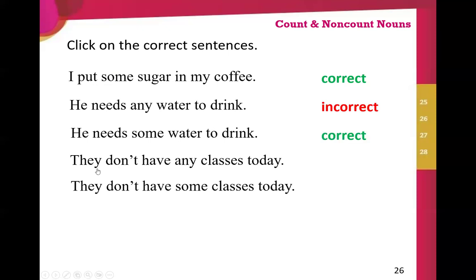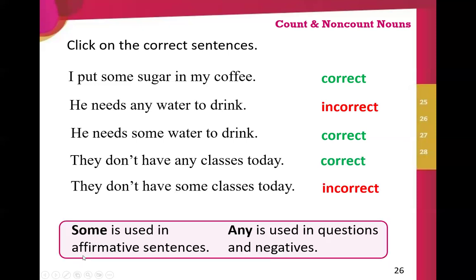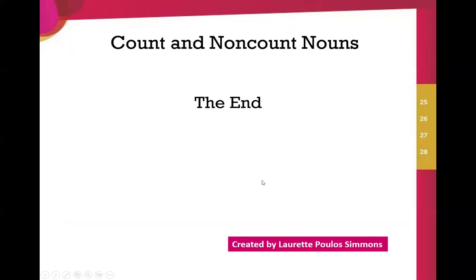They don't have any glasses today. Correct. Next one. They don't have some glasses. Incorrect, because we don't use some in the negative form of statements. Some is used in affirmative only. Any is used in questions and in negatives. So this is the end. Thank you very much.